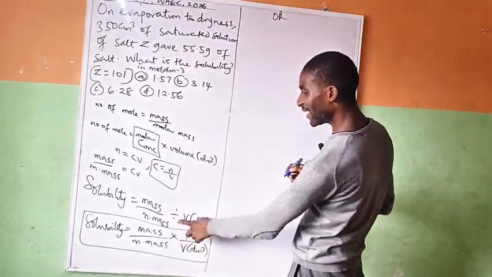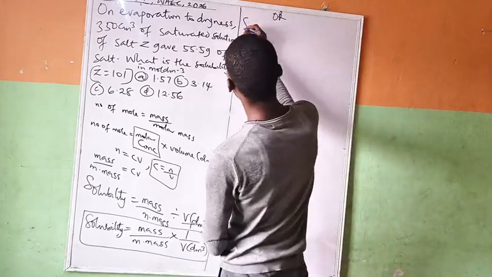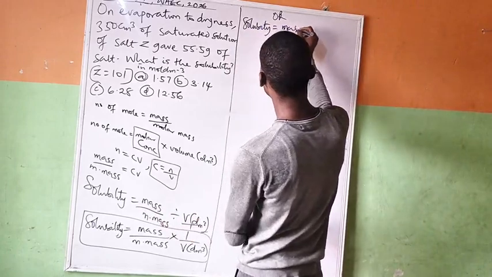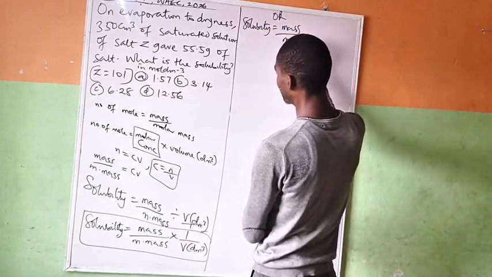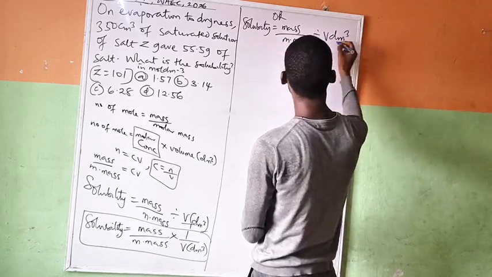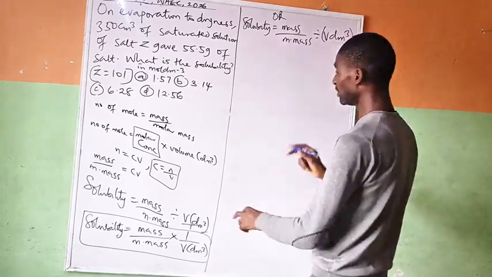Or you remember this is divided by V in dm cube. So my solubility is equal to mass over molar mass divided by V in dm cube.